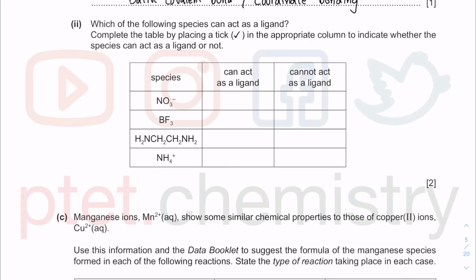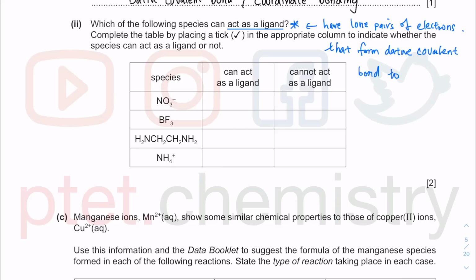In the following question, which of the following species can act as a ligand? Definition of a ligand. It has lone pairs of electrons. And what does the lone pair of electrons do? They will form dative covalent bond. So they are the one with the electrons, and they will donate both the electrons in the covalent bond. And what do they donate to? They donate it to metal center, which could be atom or ions. Now what we have here is NO3 minus. So can it act as a ligand or not?